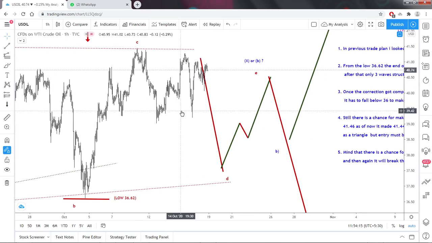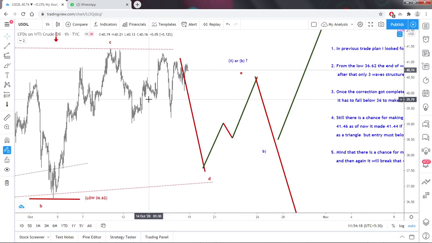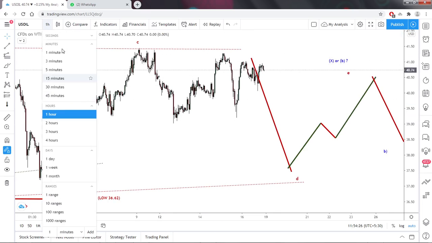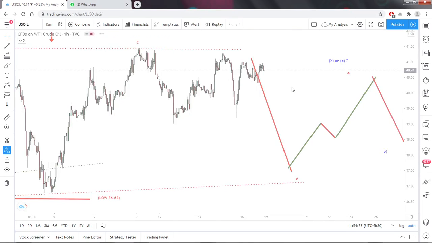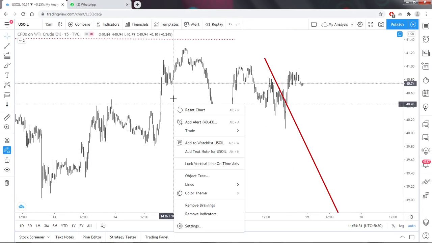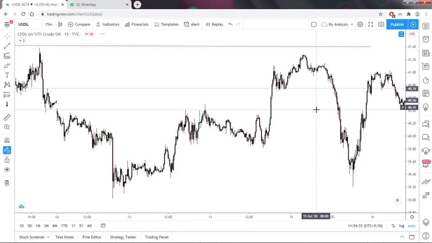Exactly, it came here, and keep on watching that here. It's A, B, C. A is completed and B is completed and C. It didn't make five waves yet. Here it is not looking like a five wave.